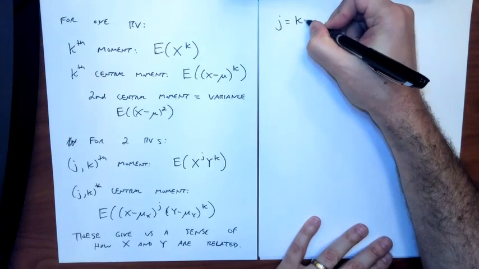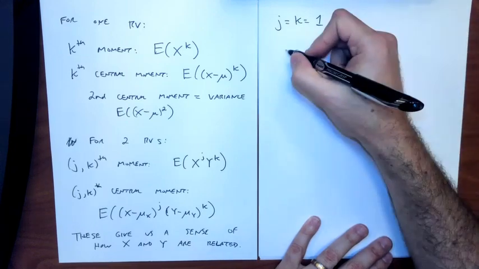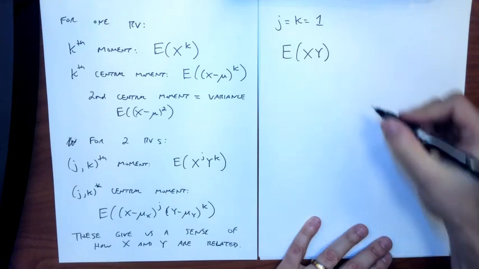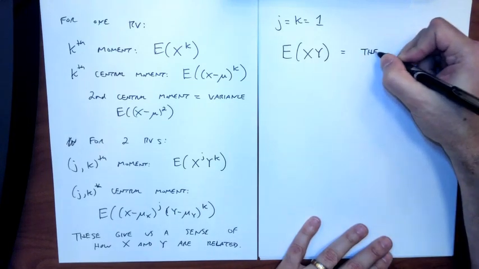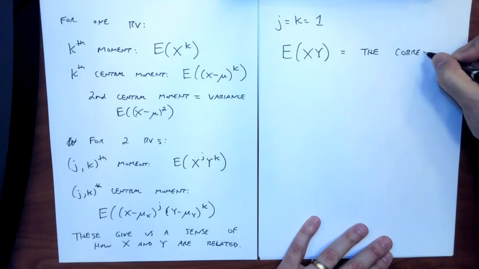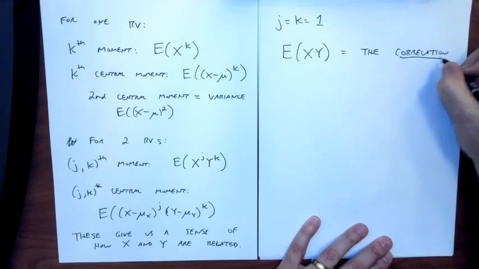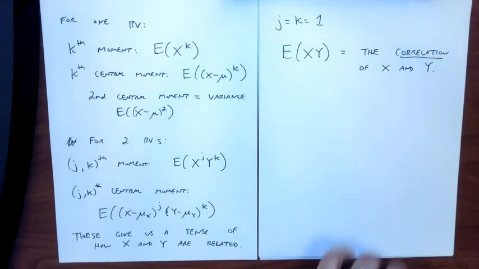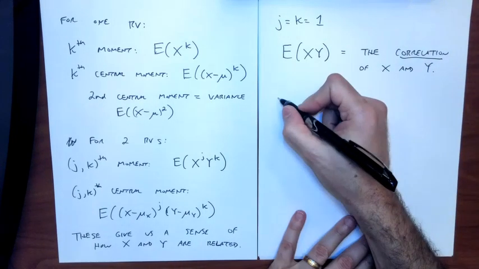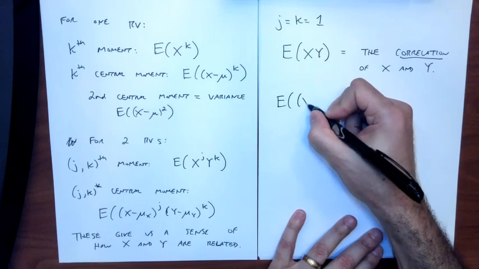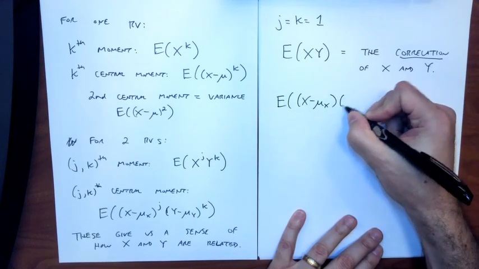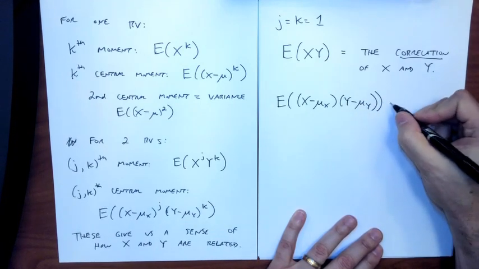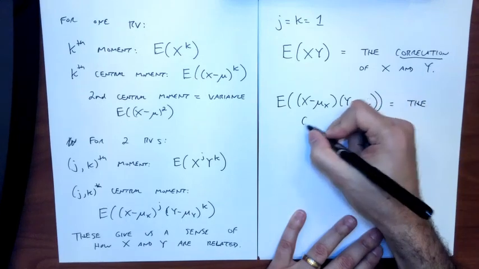If I let j equals k equals 1 and talk about the expected value of x times y, this has a special name, and this is called the correlation of x and y. And if I subtract the means off, this is called the covariance of x and y.